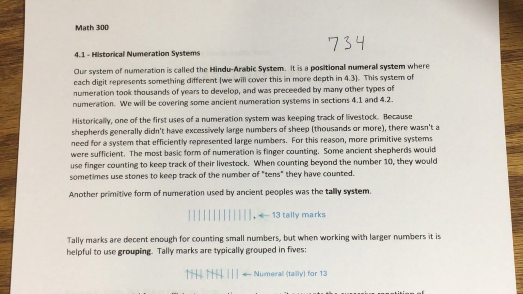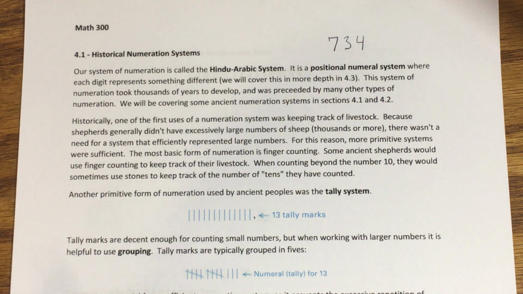You know, so there wasn't really a need for a system that kept track of very large numbers at that time. And for that reason, more simplified, more primitive systems were perfectly sufficient for what they needed numbers for back then. So finger counting worked fine.